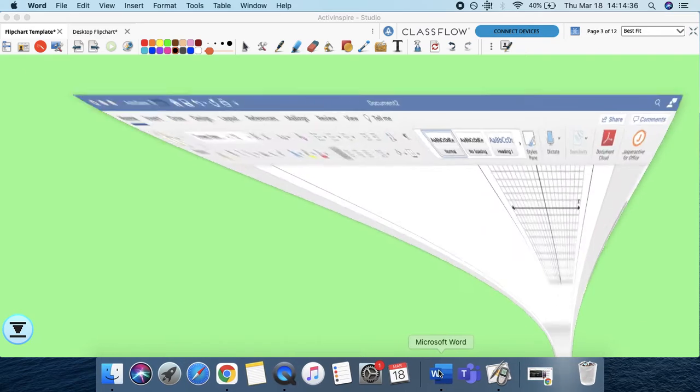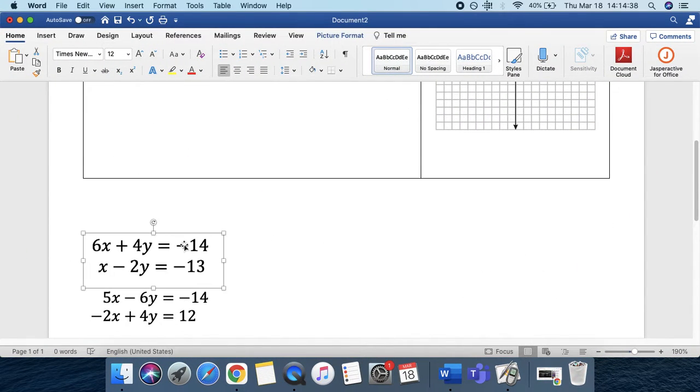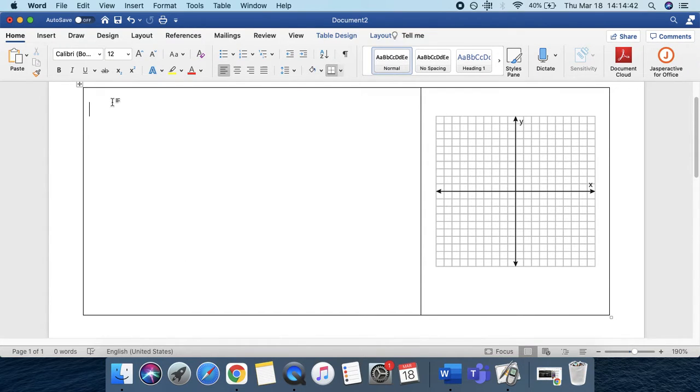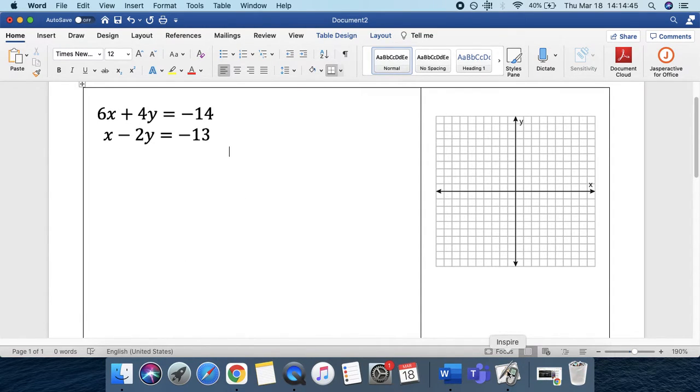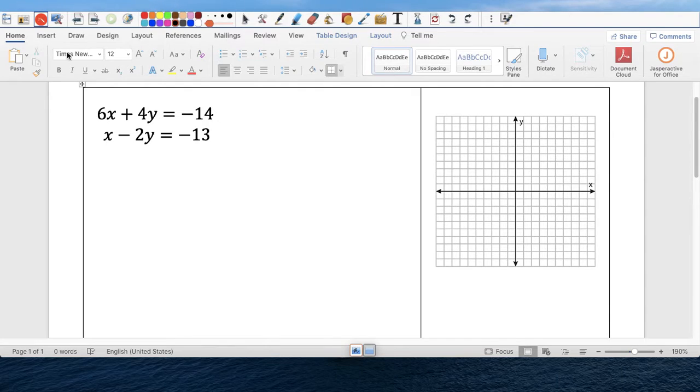So let's start with this one. Copy X, B, and then go like this. All right, so let's see if I can do a better job.